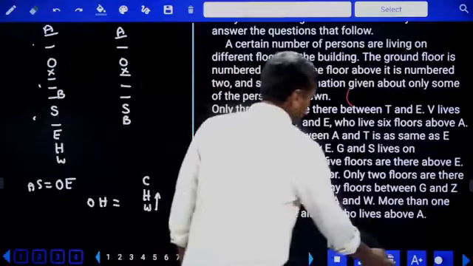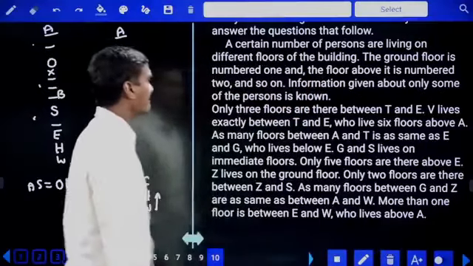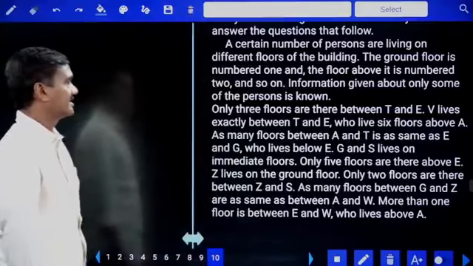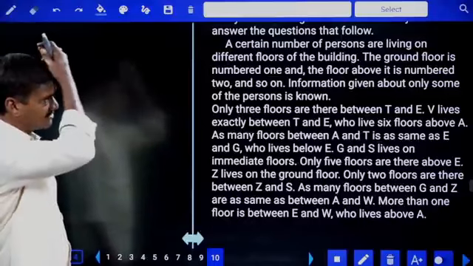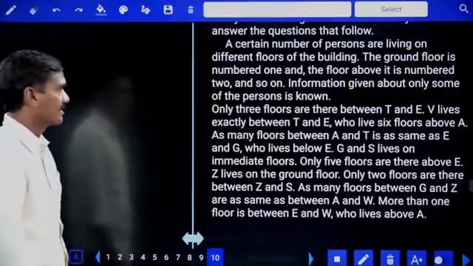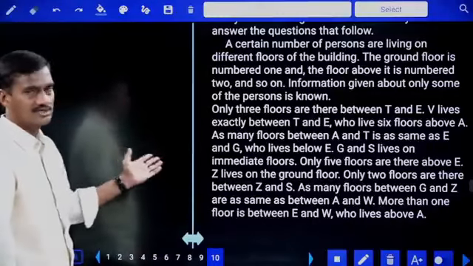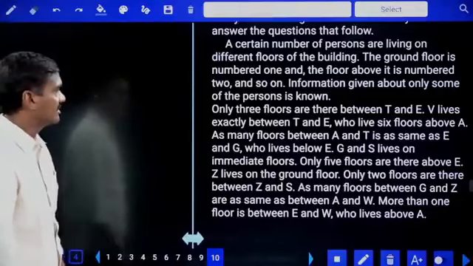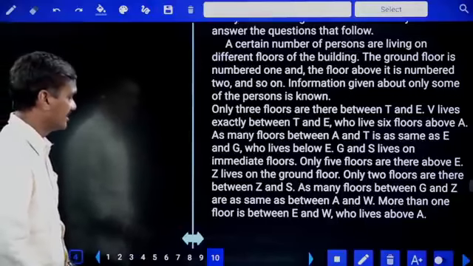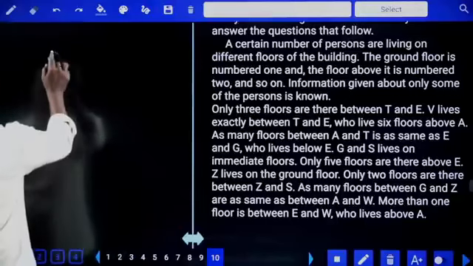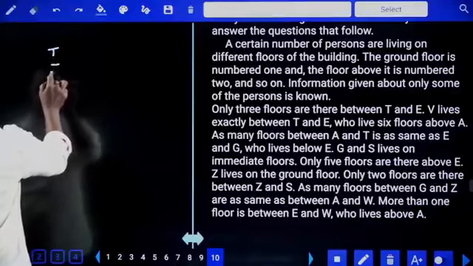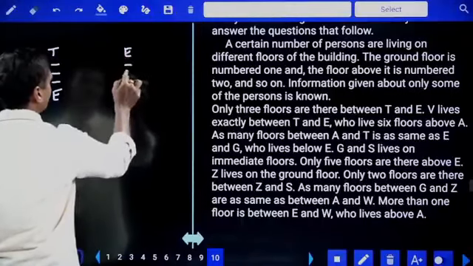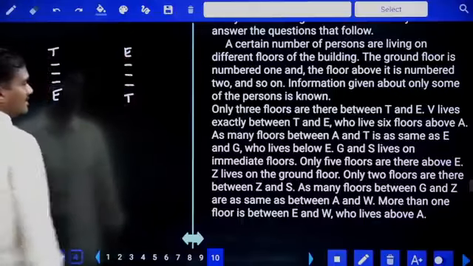Now in this 10th one, it is floor arrangement. A certain number of persons are living on different floors of the building. The ground floor is number 1 and so on. This floor arrangement and boxes are almost one and the same, because it is linear arrangement. Next, 3 floors are in between T and E. Tell me how many are between T and E: 3. Now T is here, 1, 2, 3, E is here. Or if E is here, 1, 2, 3, T will be here. 3 floors between T and E.